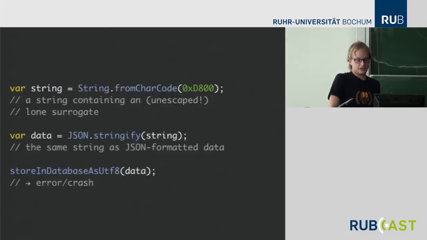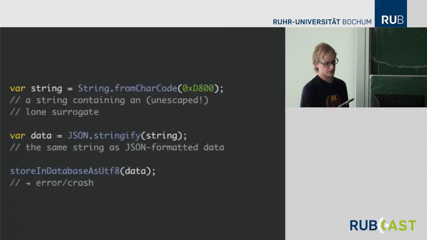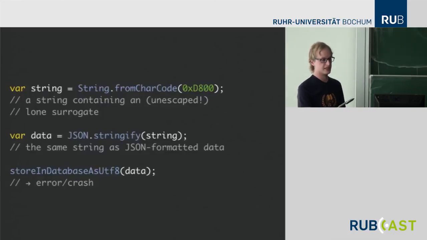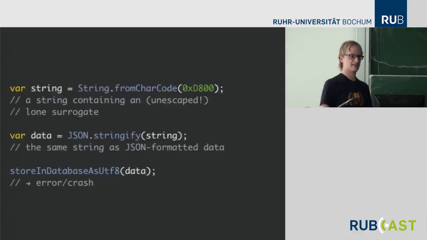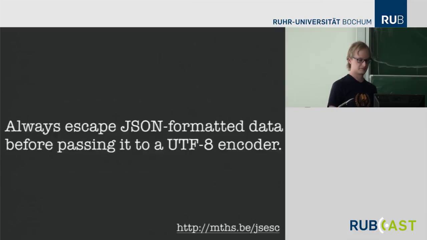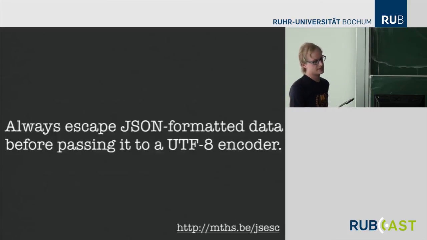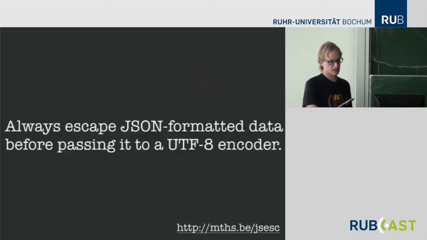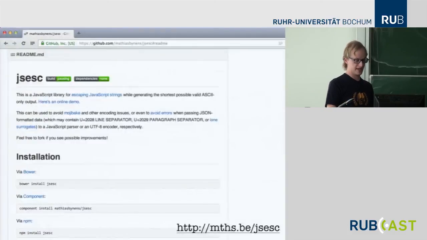And the problem with that is that UTF-8 encoders must not support lone surrogates according to the encoding standards, for security reasons. So because of that, attempting to store JavaScript or JSON strings in a database that uses UTF-8 might result in an error or even in a crash, depending on your application, unless you escape the strings first. So again, similarly to the previous set of advice, always escape JSON formatted data before passing it to a UTF-8 encoder. And no developer that I know really knows about this. So this is definitely an opportunity to cause some mayhem.